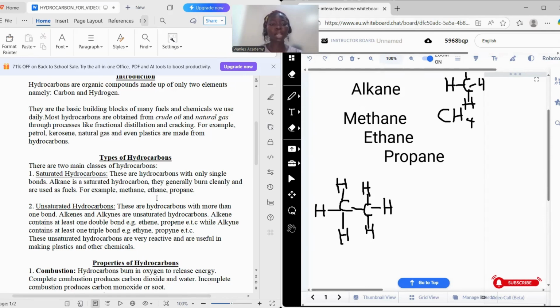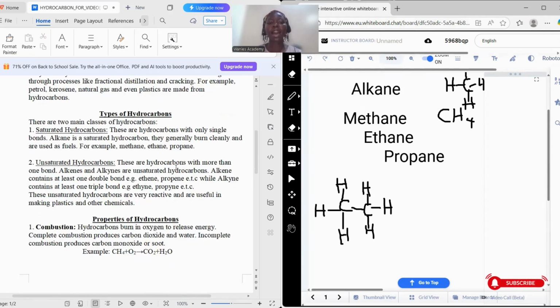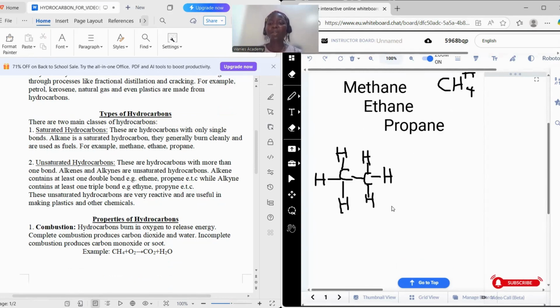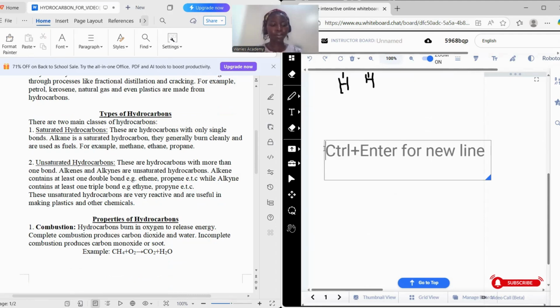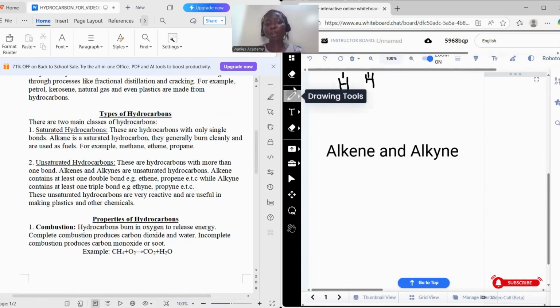Let's look at unsaturated hydrocarbons. These are hydrocarbons with more than one bond. When we say more than one bond, we're talking about double and triple bonds. Examples of hydrocarbons under this category are alkene and alkyne. We have the alkene and alkyne. This is an example of an unsaturated hydrocarbon.